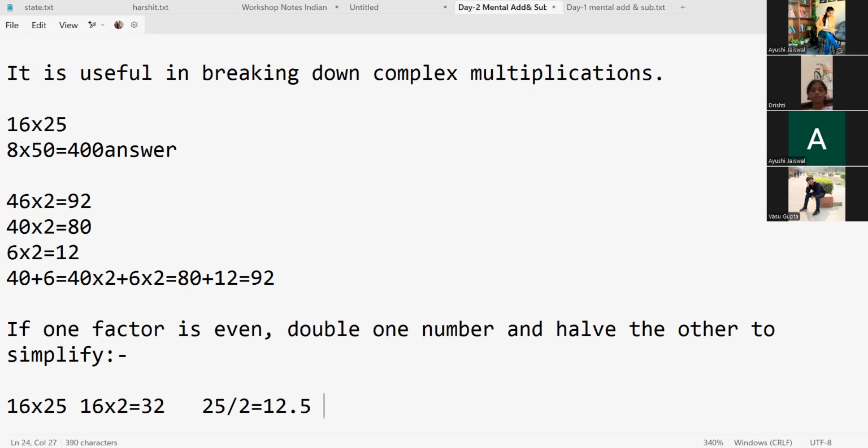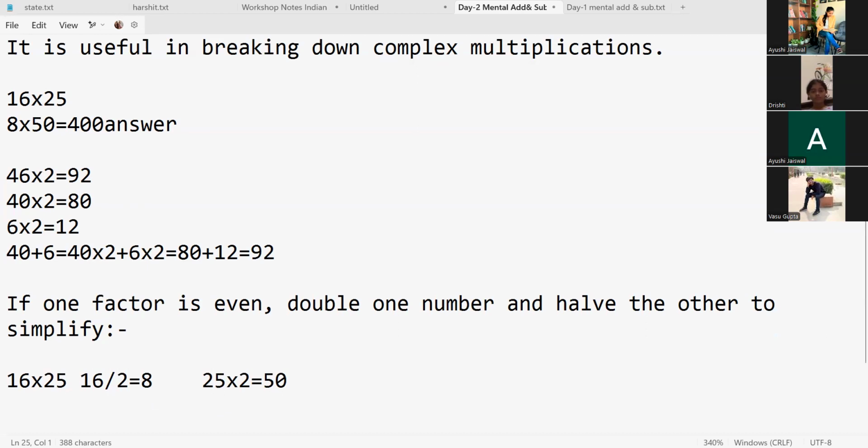That's why we do the opposite. 25 multiplied by 2 becomes 50. And 16 divided by 2 becomes 8. Always divide the even number and multiply the odd number. Clear? Yes.